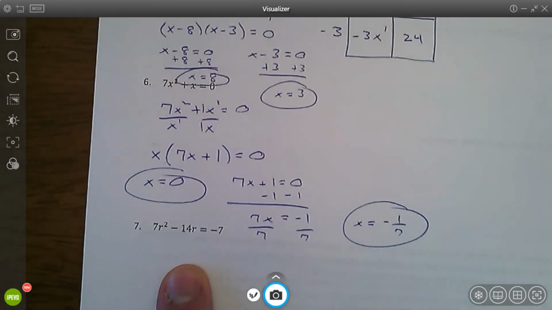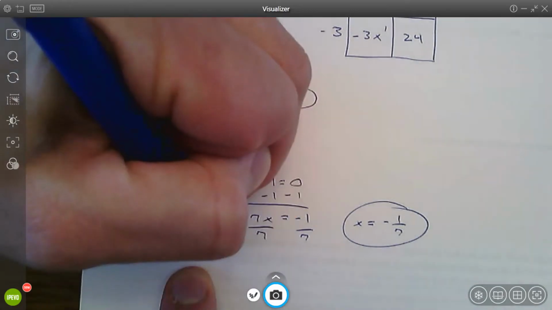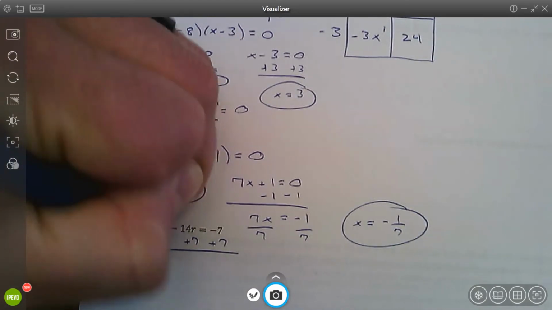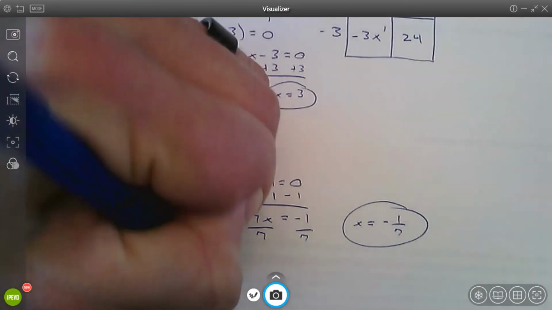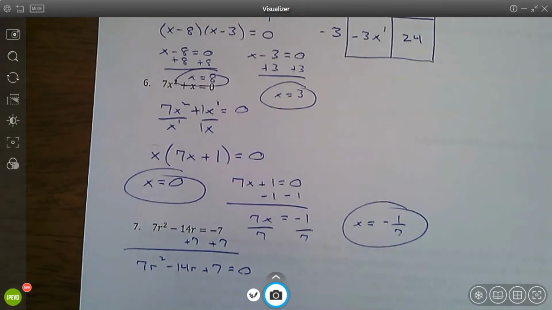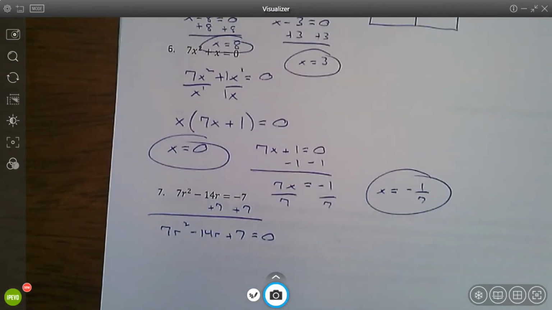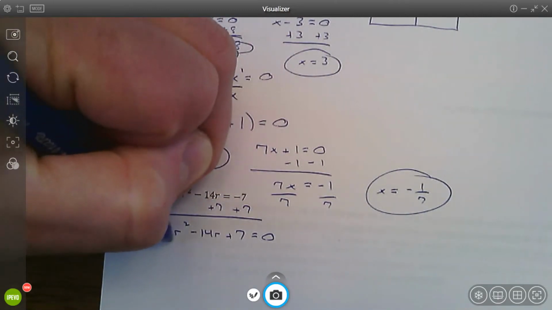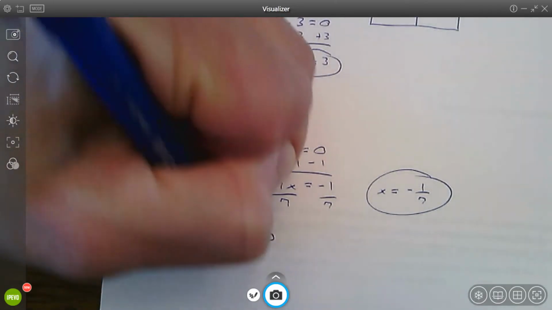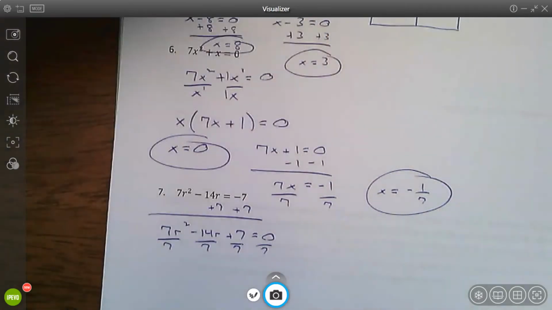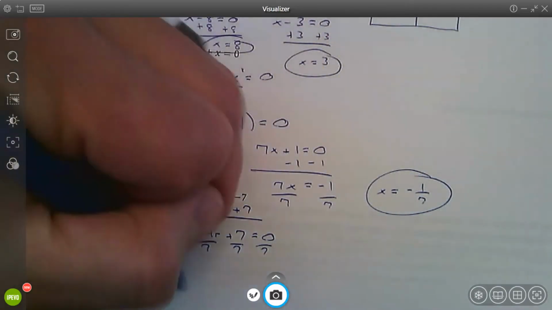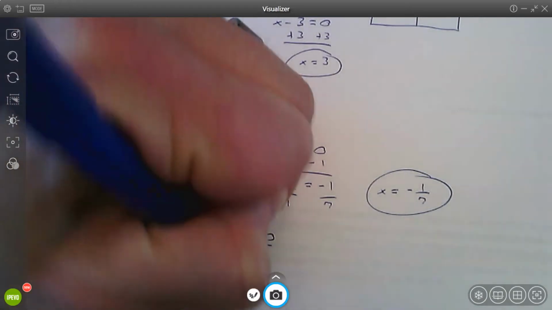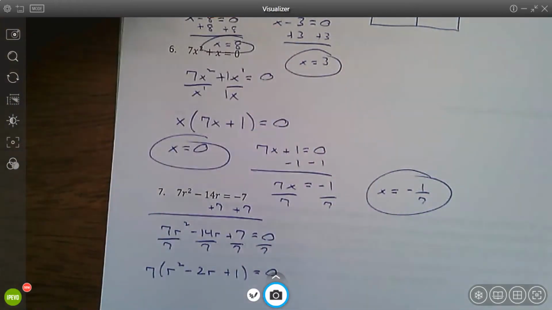In number 7, first thing I need to do is get my equation set equal to 0. So I'm going to add 7. Then I'm going to look for a greatest common factor. 7, 14, and 7. They're all divisible by 7. So I'm going to get 7 times r squared minus 2r plus 1 equals 0.